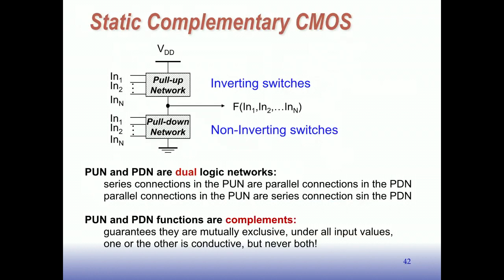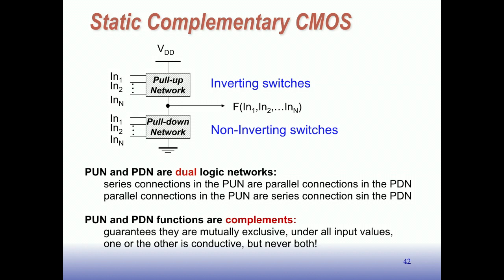The other thing is that the pull up and the pull down functions are complements of one another. The functions associated with the switches are complements of one another. What this means is that it guarantees that they're mutually exclusive, and under all input values, one or the other is conductive, but never both. Think of what a complement is. In terms of a truth table, if you have a function that has some ones and zeros, the complement function will have a 1 everywhere where the first function had a 0, and vice versa. So they cover all cases.